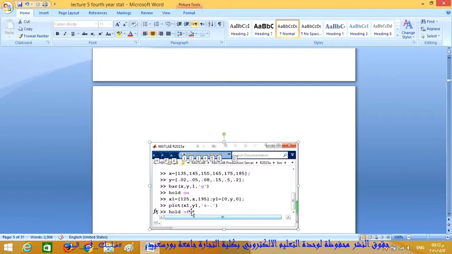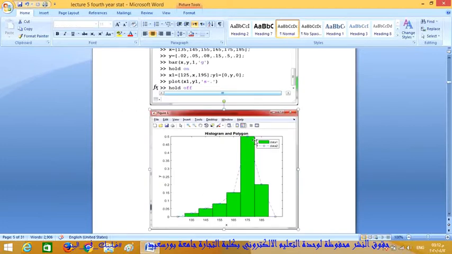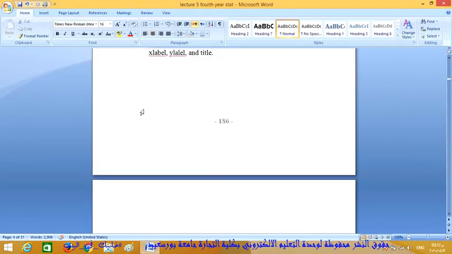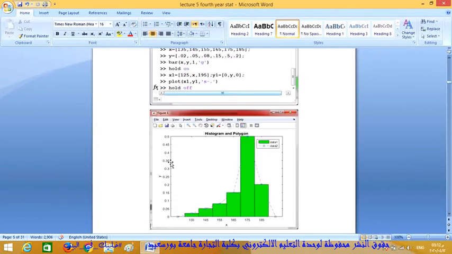Plot x1 and y1 to get the polygon, okay? So to get the histogram, we graph a bar chart, and to get a polygon, we draw x1 and y1 after adding the two classes before and after the classes contained in the frequency table, right? So hold off to end the graph. So hold on and hold off are used to add something to a graph.